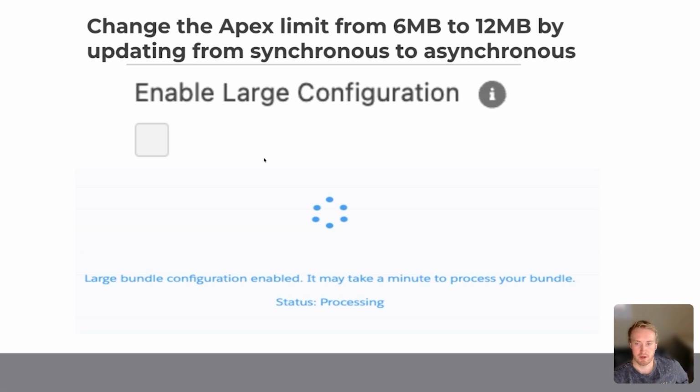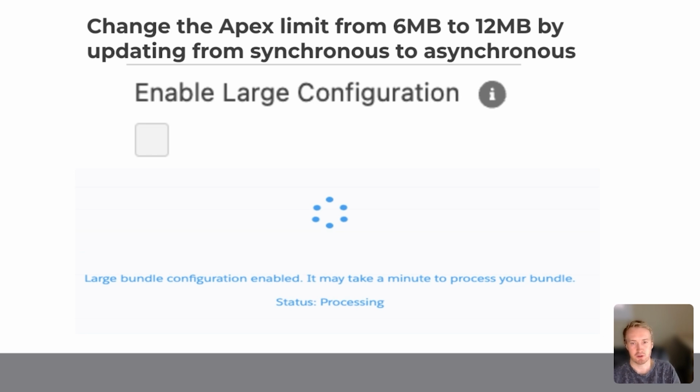So there's one quick way to change this. That number that we saw that was 8.7, 6 megabytes is the limit for a bundle that does not have large configuration enabled. If you click this checkbox, and this is just on the product record, it changes it from a synchronous to an asynchronous transaction. And what this does is it makes that limit now 12 megabytes. So we saw on that previous screen, it was 8.7. If we would enable large bundle configuration in that particular scenario, that error would then go away.